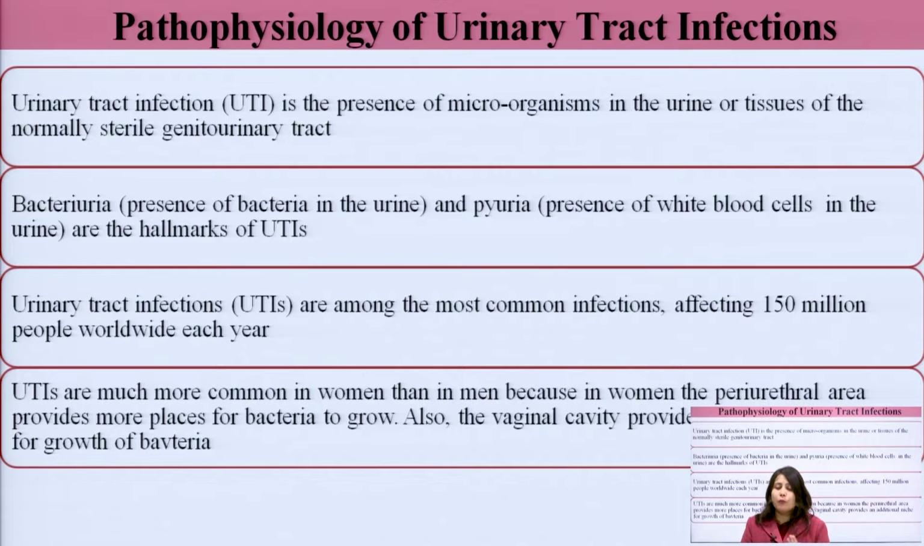That is why urinary tract infections are very common, affecting 150 million people worldwide each year. They are much more common in women than in men, because in women the periurethral area provides more places for bacteria to grow. Also, the vaginal cavity provides an additional niche for growth of bacteria.